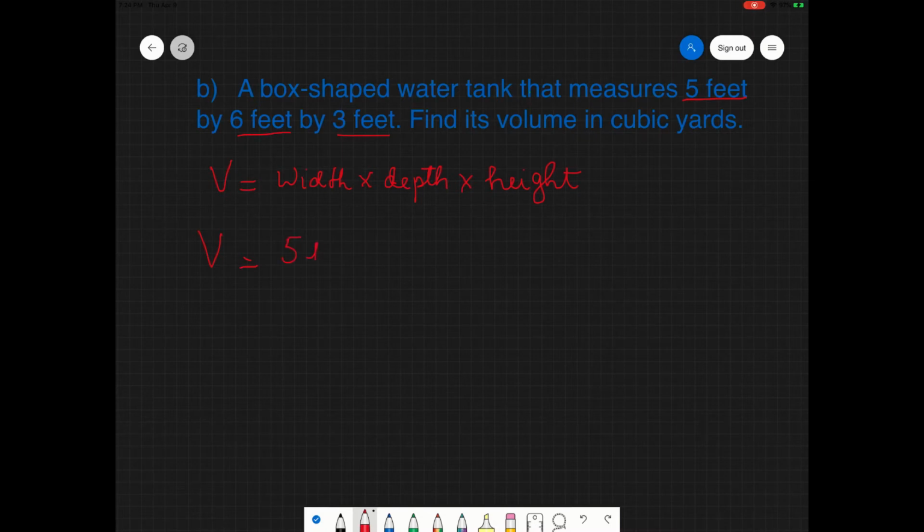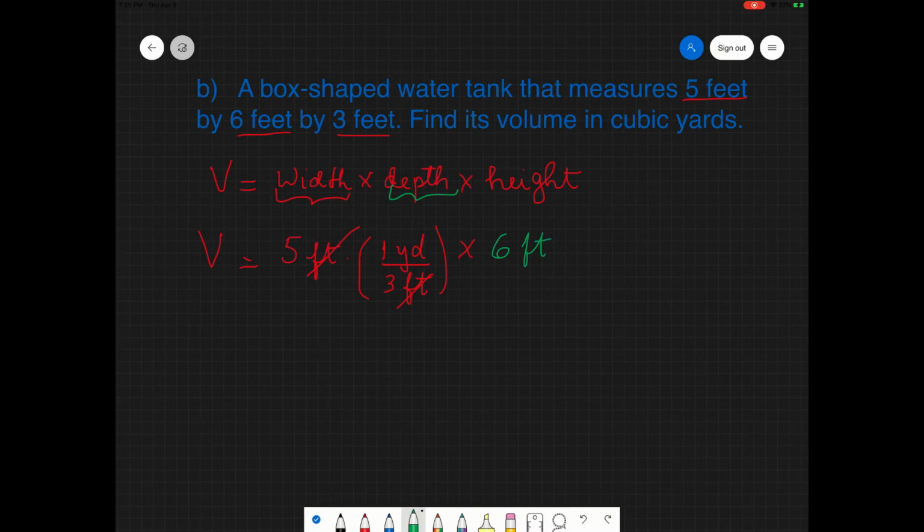So for example, the width, 5 feet. Let's convert this to yards. To convert to yards, we're going to multiply by the conversion factor of 1 yard divided by 3 feet. So in this conversion factor, you can see that the answer would be in yards. This is just the width. Now we multiply this by the depth of the box.